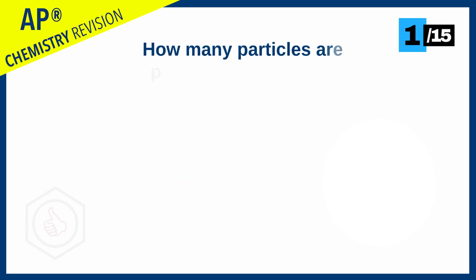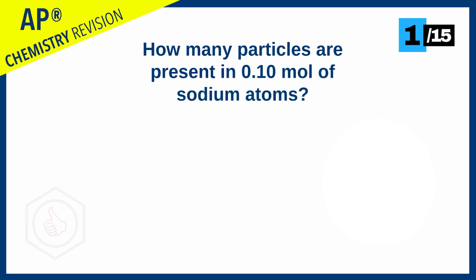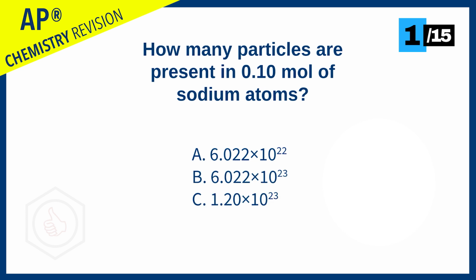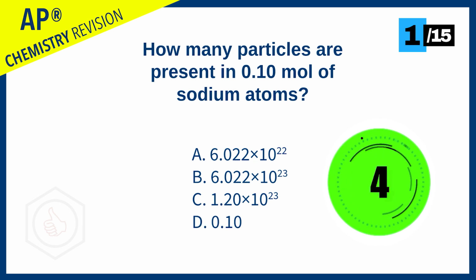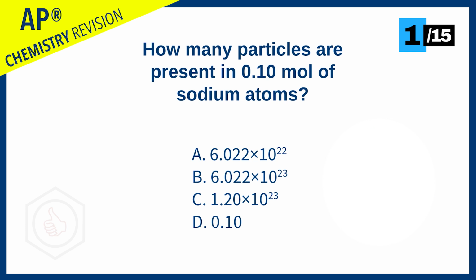How many particles are present in 0.1 moles of sodium atoms? 6.022 times 10 to the 22, 6.022 times 10 to the 23, 1.20 times 10 to the 23, or 0.10? The answer is 6.022 times 10 to the 22, because 1 mole's worth of sodium atoms would contain 6.022 times 10 to the 23 atoms. This would be Avogadro's number. So in 0.1 mole, there'd be 10 times less number of particles.